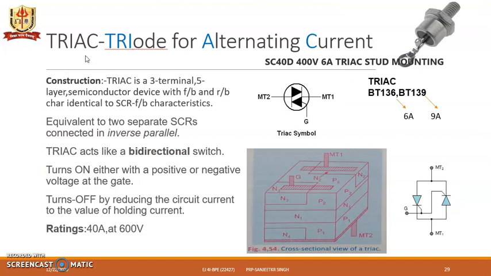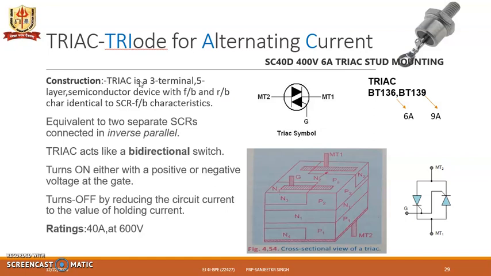Next topic is TRIAC. TRIAC stands for triode for alternating current, meaning current flow will be for the positive as well as the negative half. That is not possible in the case of semi-controlled SCR.